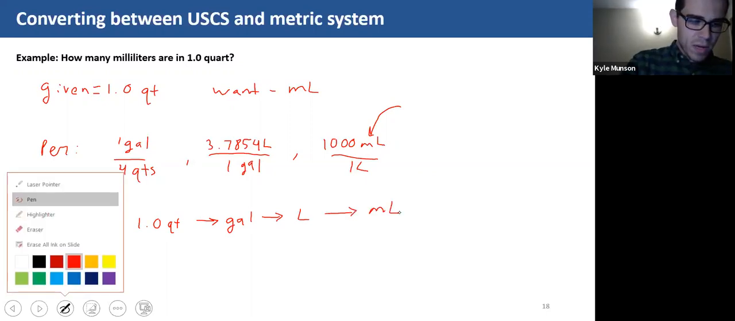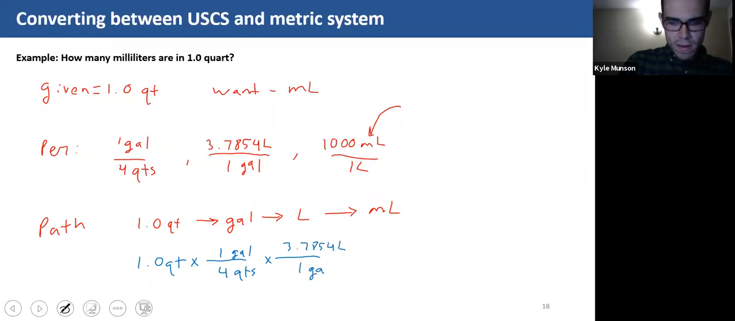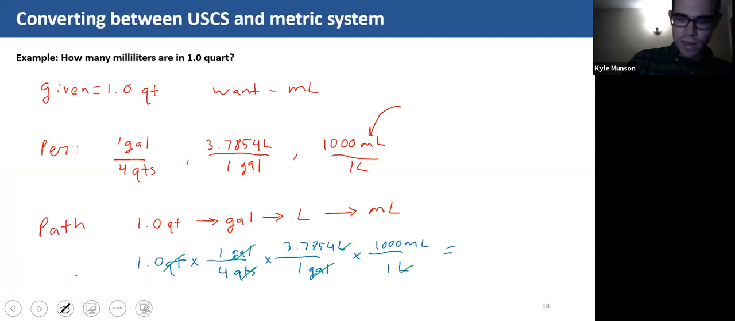So let's express this as an equation. So 1.0 quarts times every 1 gallon, 4 quarts, times 3.7854 liters, 1 gallon, times for every 1,000 milliliters, 1 liter. Okay, and notice our units cancel all over. Quarts cancels with quarts, gallons with gallons, liters with liters. I'm left with milliliters. Okay, so why don't you plug that in your calculator and see what you get.